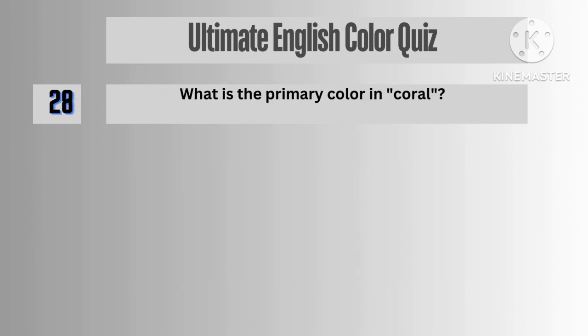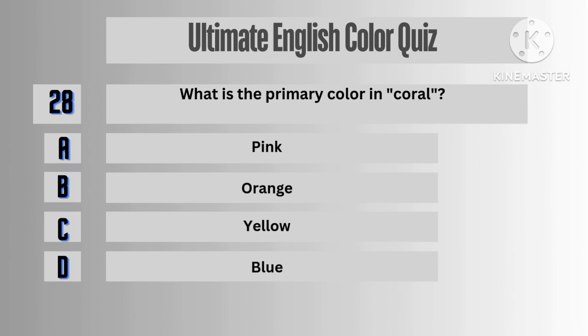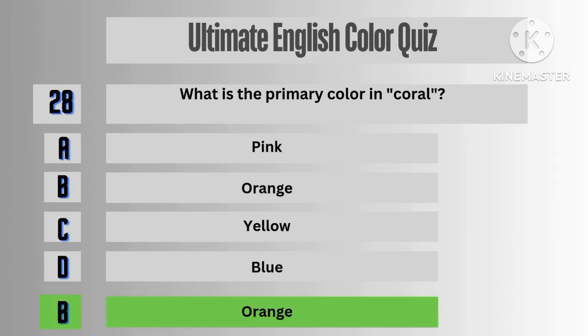Question number 28. What is the primary color in coral? Option A. Pink. Option B. Orange. Option C. Yellow. Option D. Blue. 5, 4, 3, 2, 1. Correct answer is B. Orange.